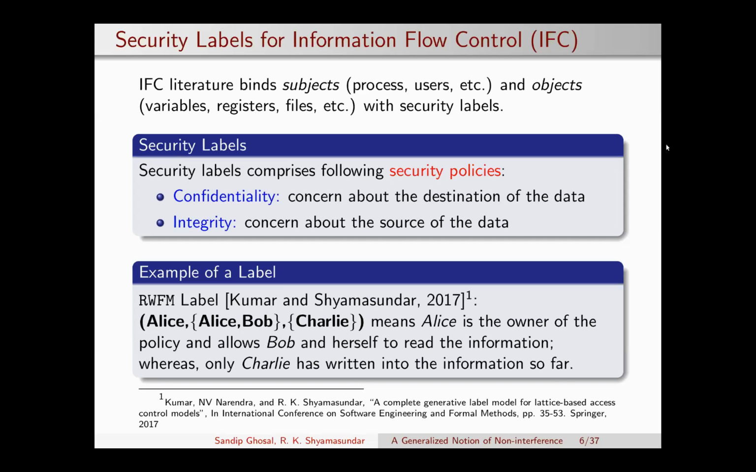A security label as per the reader writer flow model or RWFM is shown in this slide as Alice, Alice, Bob, comma, Charlie. This means Alice is the owner of the policy, Alice and Bob are the readers of the information, and Charlie is the potential writer of this information.